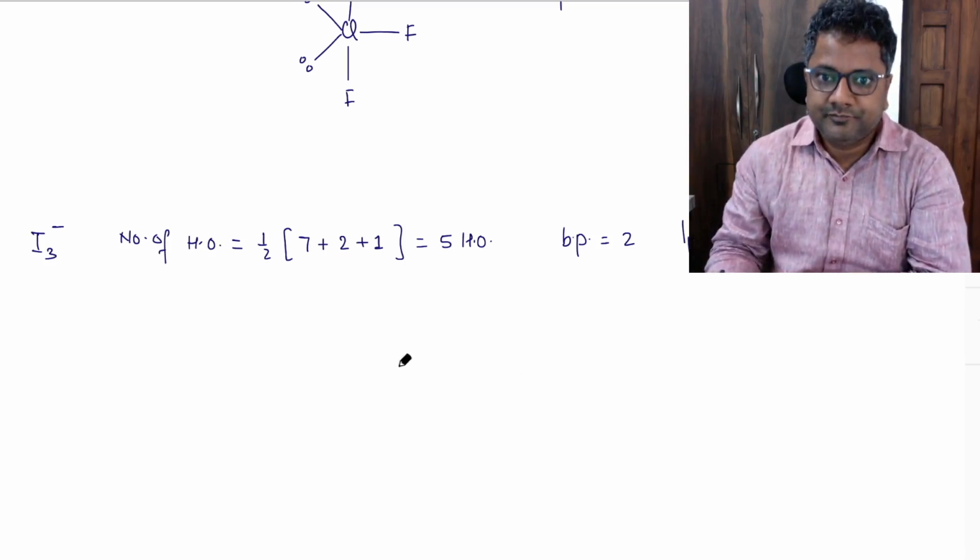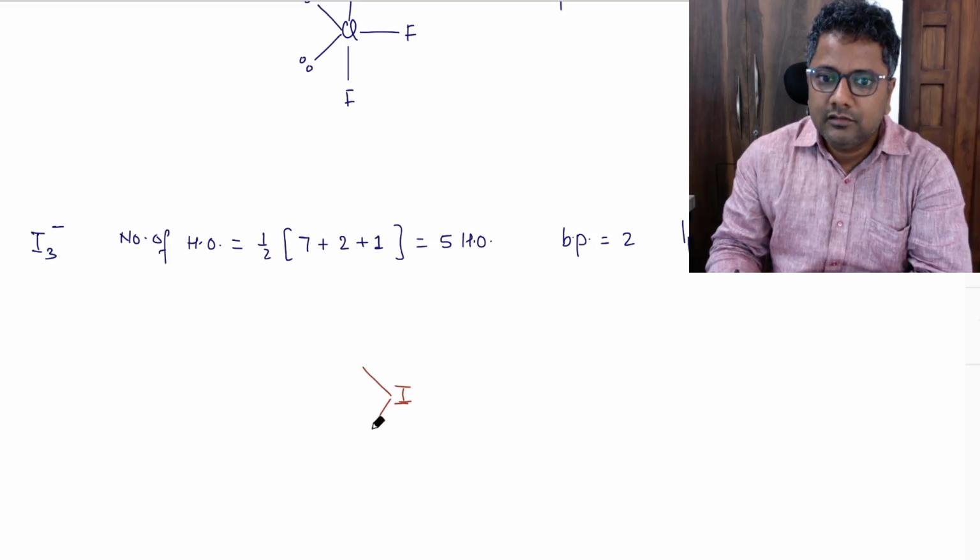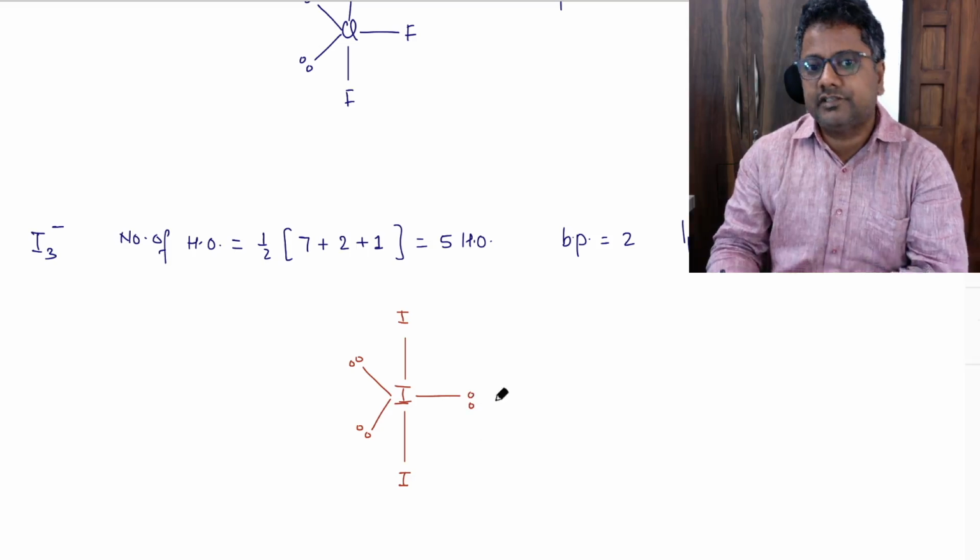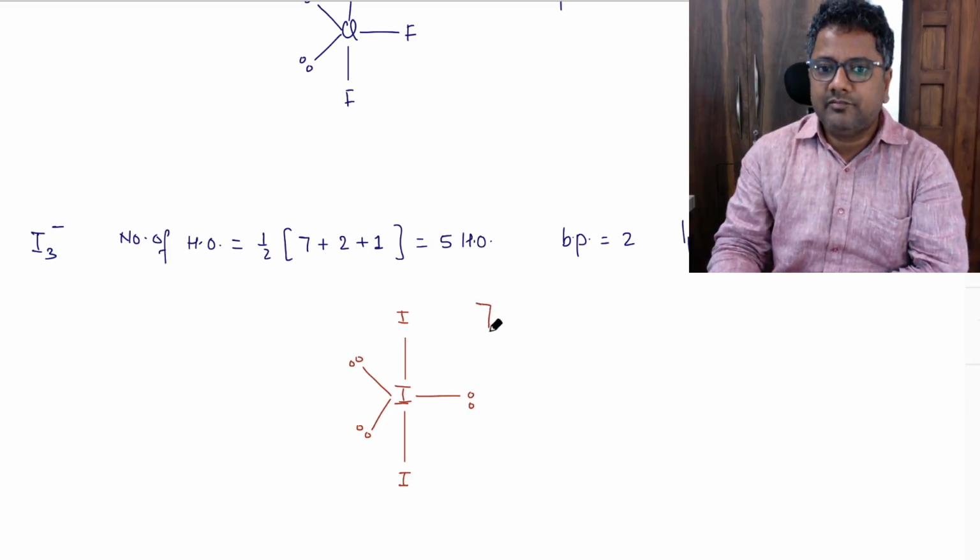So put iodine here, one iodine. You have 3 lone pairs and 2 bond pairs. Now tell me where the 2 bond pairs will lie. The bond pairs will lie at the axial positions and the 3 lone pairs will lie at the equatorial positions, like this. And one negative charge is there.